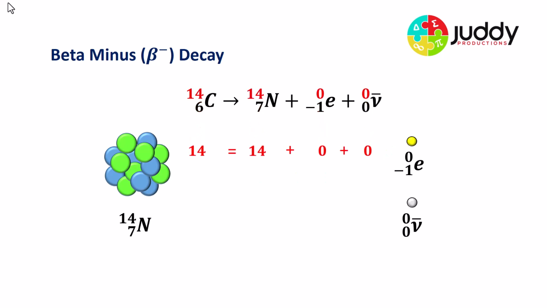Let's also consider the number of nucleons before and after this decay. We see that carbon-14 has a mass number of 14, nitrogen-14 has a mass number of 14, the high-speed electron has no mass number, and the antineutrino has no number as well. So 14 nucleons before, 14 nucleons after the decay. So we have an equal number.